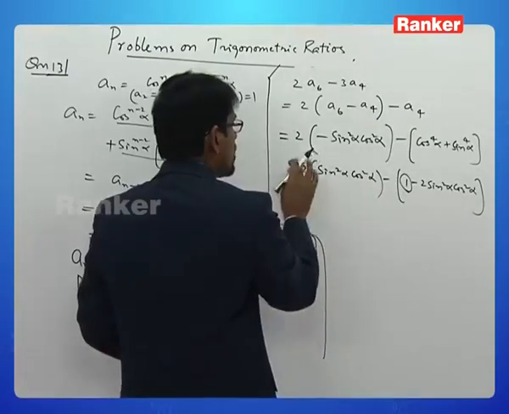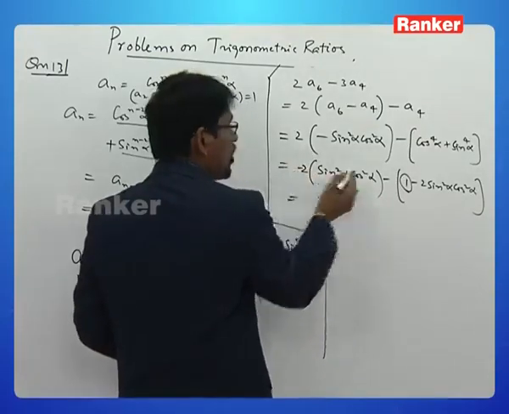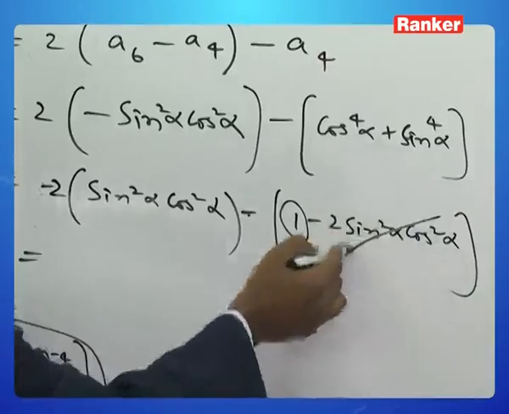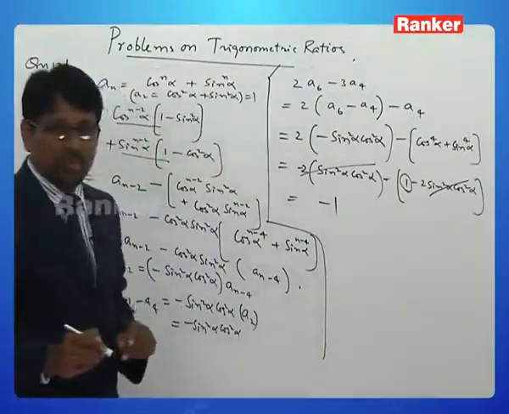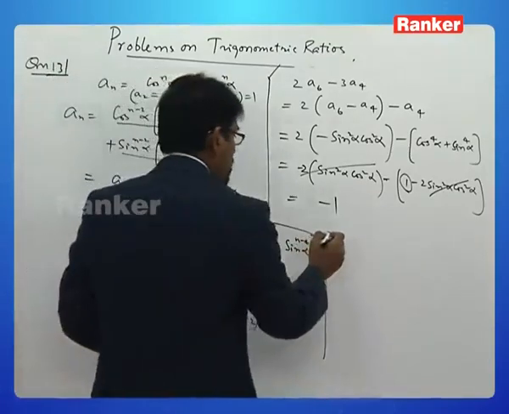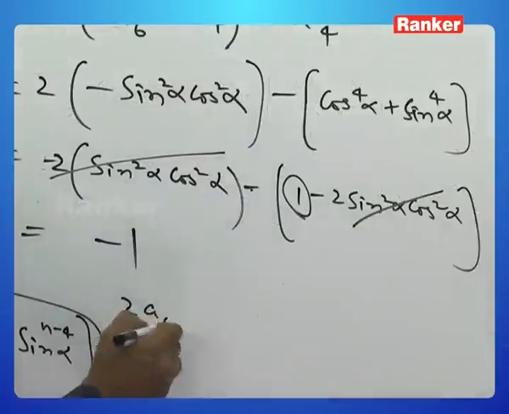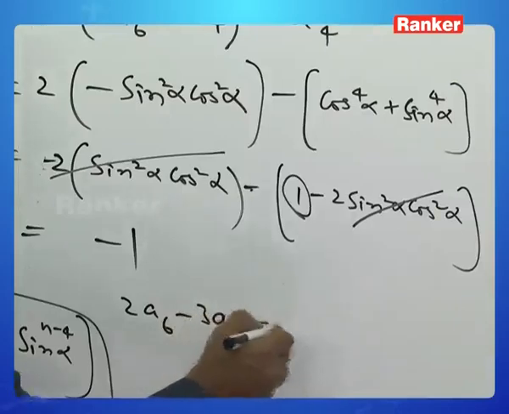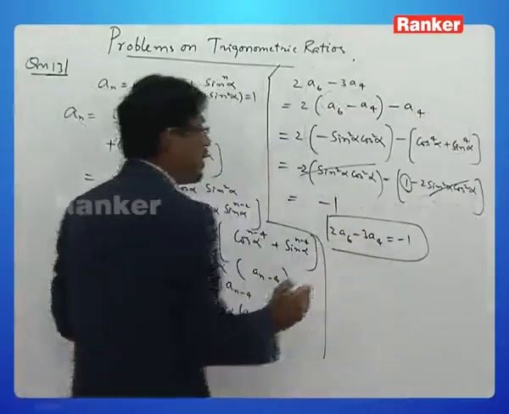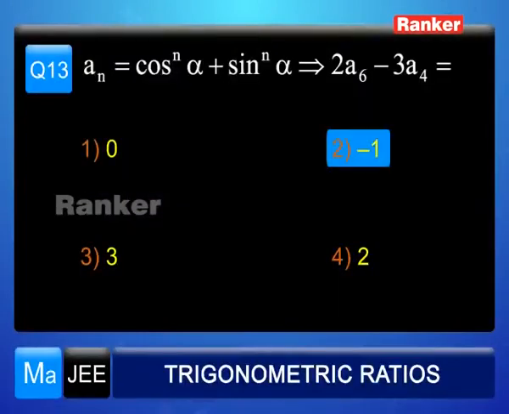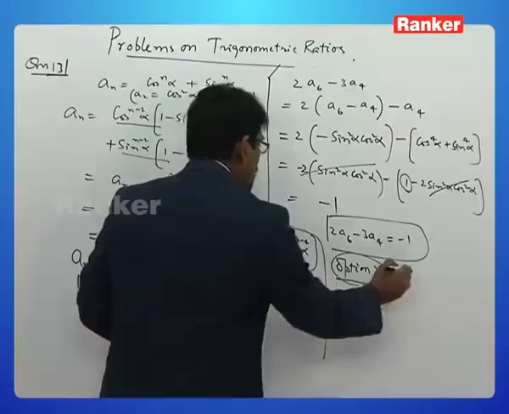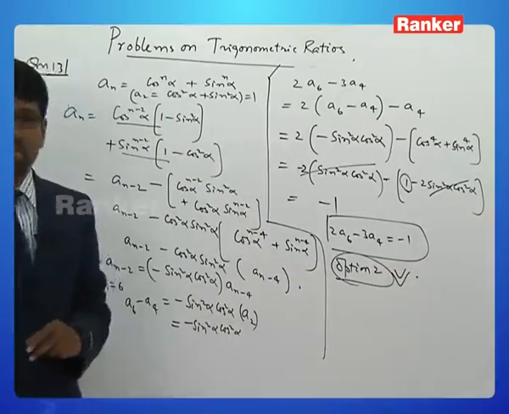So what do you have? This minus 2 sin square alpha cos square alpha, a minus of minus, this term and this term will cancel, and you are left with a minus 1. Now this is what we got by the substitution method also. 2a6 minus 3a4 is therefore equal to minus 1. Okay, so therefore the right option is option 2. This is what we have arrived at by the substitution method.